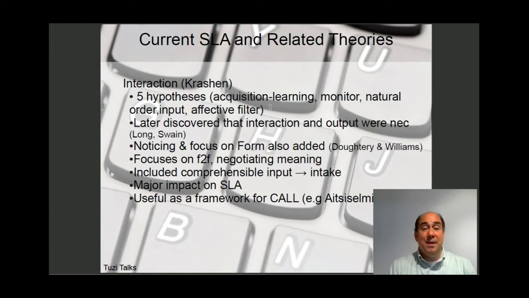Krashen had 5 hypotheses in his theory of second language acquisition: the acquisition learning hypothesis, the monitor hypothesis, the natural order hypothesis, the input hypothesis, and the affective filter. Those 5 hypotheses altogether formed his theory for second language acquisition.